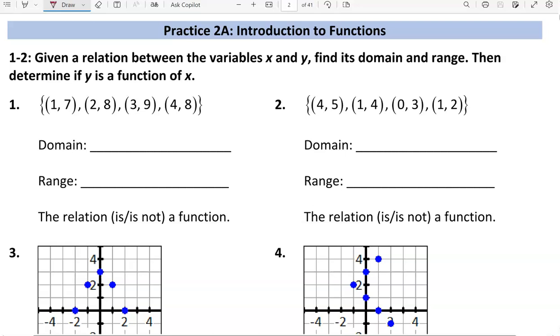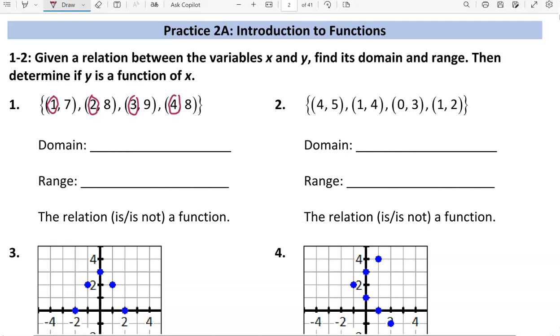This is a video walkthrough for practice 2a. In 1 and 2, we're given a relation between the variables x and y in the form of ordered pairs and asked to find its domain and range. So, in number 1, the domain is the set of all x values, which are the first numbers in each ordered pair.